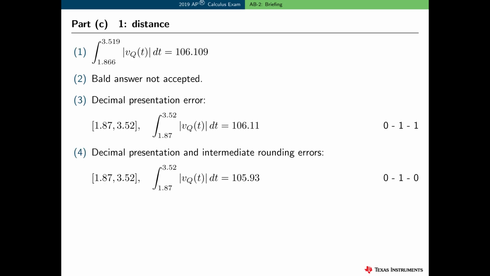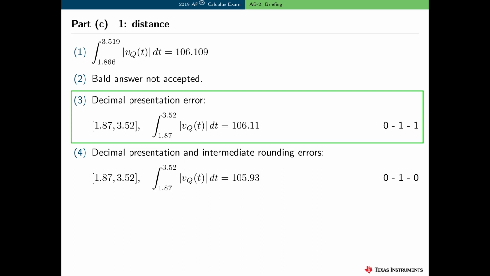The third point in part C was for the distance traveled by particle q. We expect the student to use technology here, so this expression is sufficient to earn the second and the third point. However, a bald answer does not earn this point. We need to see the mathematical setup that leads to this answer.